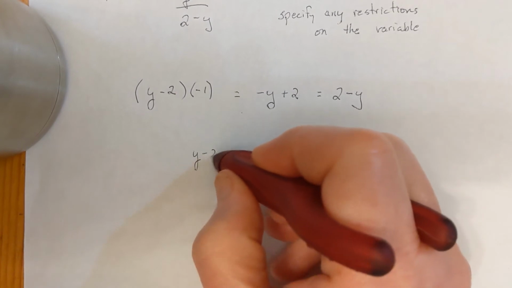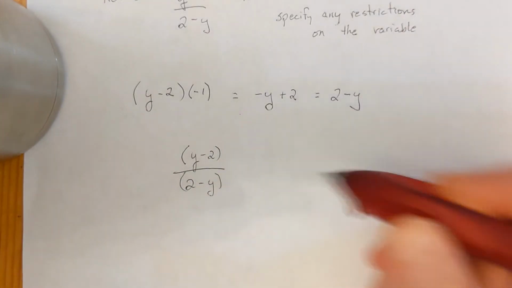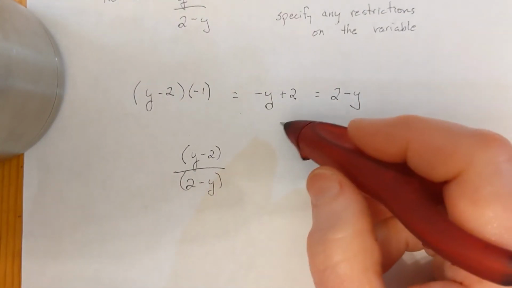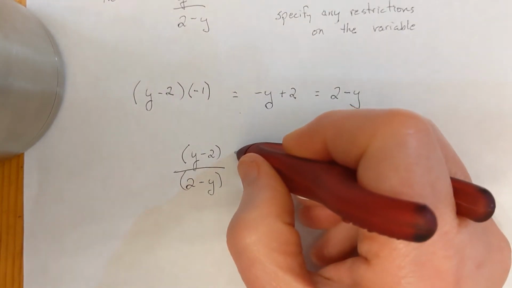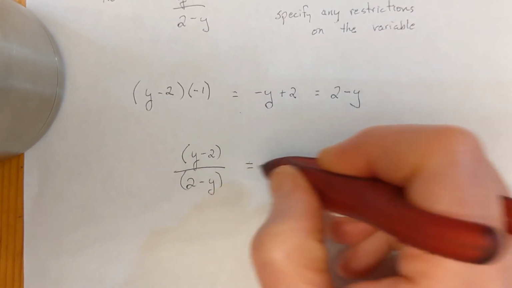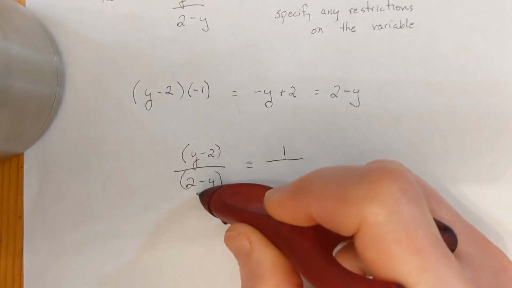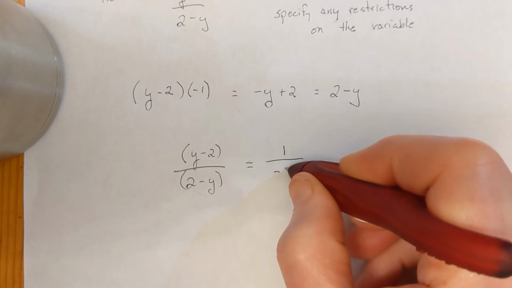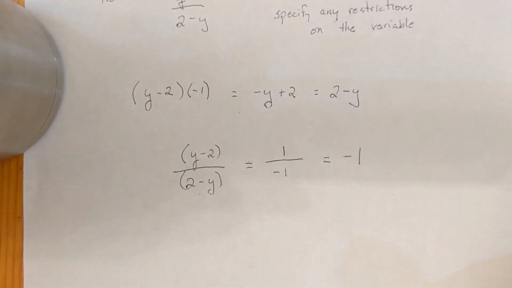So if I take y minus 2 over 2 minus y, I can factor out a y minus 2 from both terms. I can divide out y minus 2 from y minus 2, and that's going to give me just 1. And I can divide out y minus 2 from 2 minus y and have a negative 1. And so this actually will give me negative 1 as my simplified rational expression.